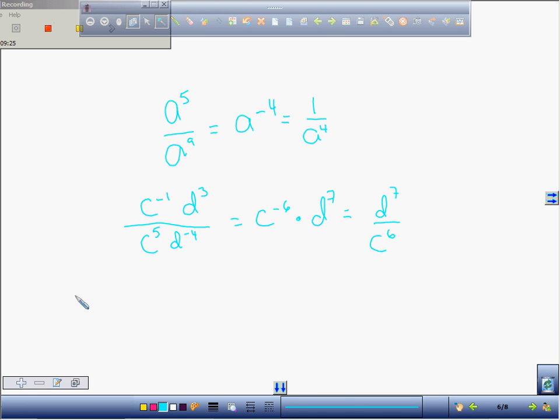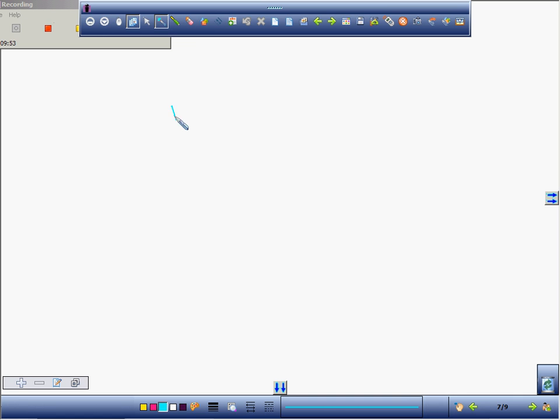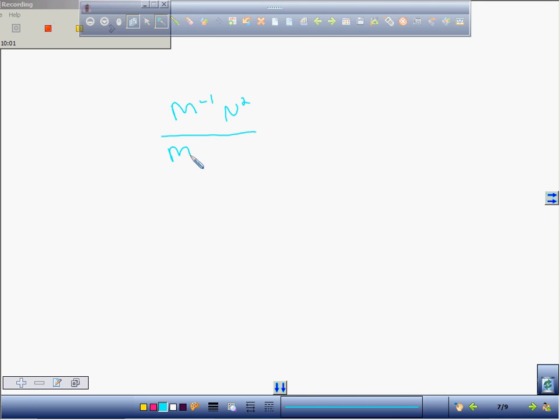Let's do a few more. You try. Oh, this one looks hard. I'm not going to do that one. That one looks too hard. Let's give it to, what if I have m to the negative 1, n squared over m to the 3n. Who's got that one?